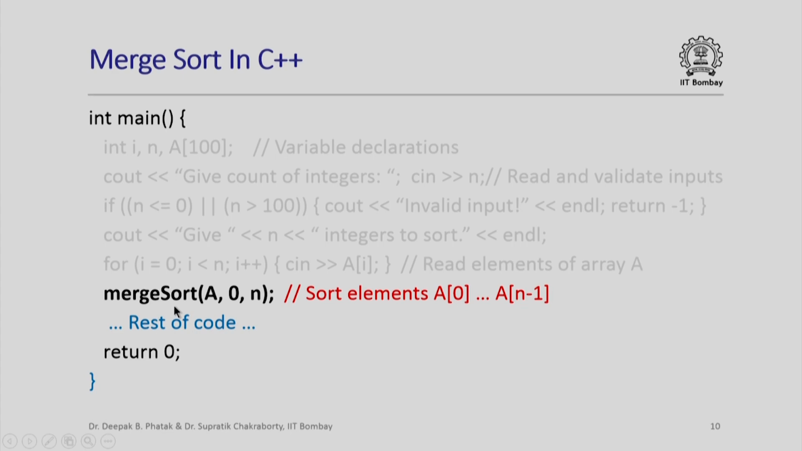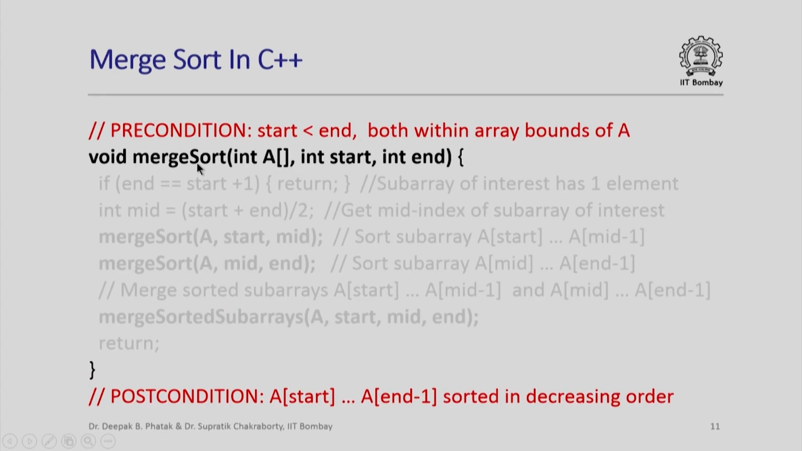Now what does the function merge sort look like? Here is how it might look. So let us first look at its precondition and postcondition. As a precondition, I require that the starting index in the array should be less than the ending index, and both must be within the array bounds of A.